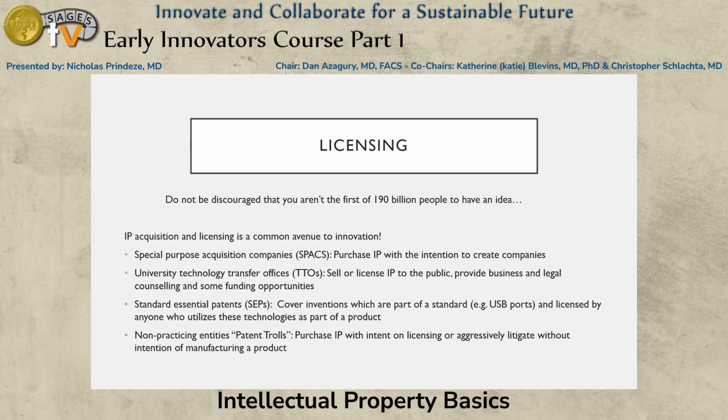And so there first are SPACs, and these are special purpose acquisition companies. These companies purchase up IP with the intention of creating companies and creating products. There are university TTOs, which are the tech transfer offices, and that's probably what we're a little bit more familiar with. Those groups, they will partially own your IP that you create at a university, but you can also buy from them, different universities or your own, buy or license IP. They also have other services too, which you may not be familiar with. They usually will have business advisors, legal advice, and then some even have funding opportunities.